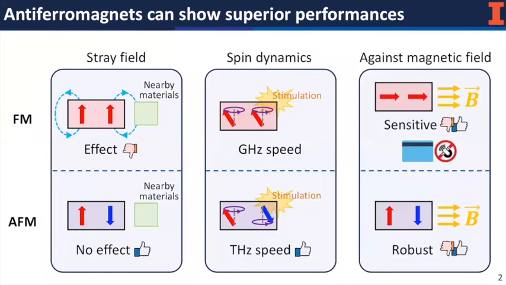Lastly, the behavior against the magnetic field. Ferromagnets are sensitive to external magnetic field, so it is easy to manipulate the magnetic order using this external field, but also easy to be affected by the field. For example, the magnetic strip on our credit card should be protected from magnets. On the other hand, antiferromagnets are relatively robust against the external field, so it is easy to protect the information we save, but it is not easy to manipulate the magnetic order at the same time. So that's why the electrical reading and writing of metallic antiferromagnets are so important.